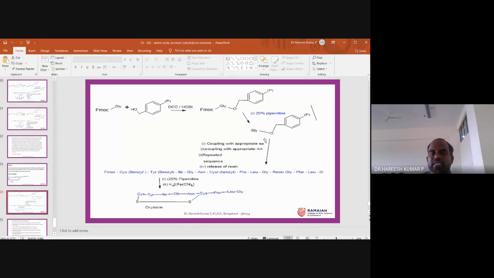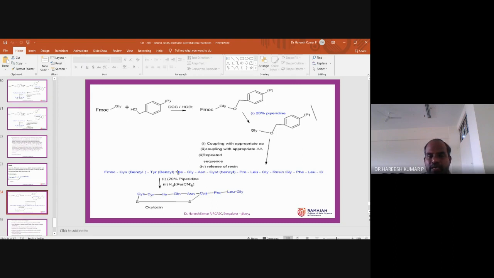So this free amine is treated with the appropriate amino acid. Appropriate amino acid means it was treated with leucine. Then dipeptide is obtained, and then deprotection of the amino group, and it was treated with phenylalanine. Then deprotection, then it was treated with glycine. So like this, it proceeds to get the desired peptide. And one more thing, suppose a side chain contains sulfur, that should be protected, maybe by using a benzyl group.